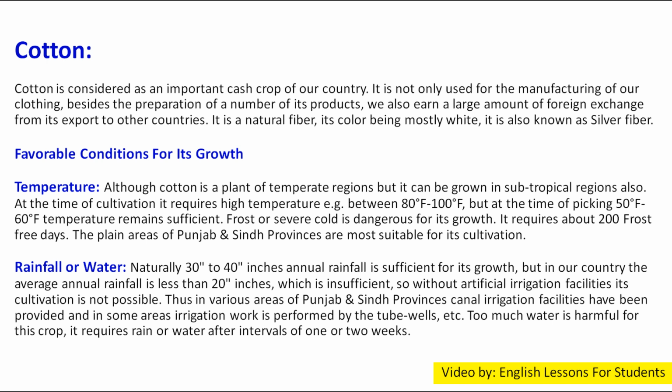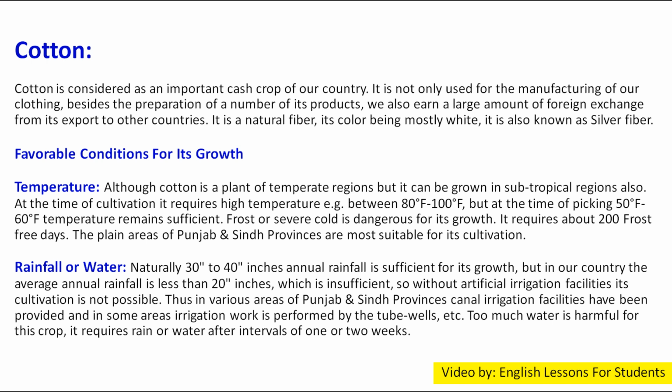Temperature. Although cotton is a plant of temperate regions, it can be grown in subtropical regions also. At the time of cultivation, it requires high temperature, for example, between 80 Fahrenheit to 100 Fahrenheit, but at the time of picking, 50 Fahrenheit to 60 Fahrenheit temperature remains sufficient. Frost or severe cold is dangerous for its growth. It requires about 200 frost-free days. The plain areas of Punjab and Sindh provinces are most suitable for its cultivation.